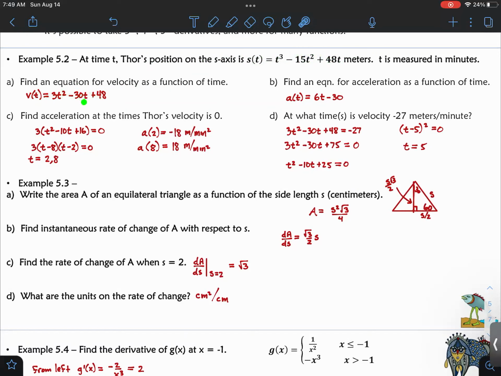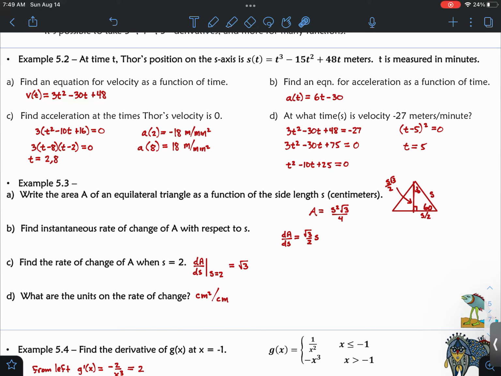Now, something we want to get in the habit of, if this were a free response question, you might actually get penalized if you don't label your work very clearly. Okay, so I wouldn't want to just write down 3t squared minus 30t plus 48. I want to make sure I'm labeling it as a velocity. I'll call it v of t equals that result.